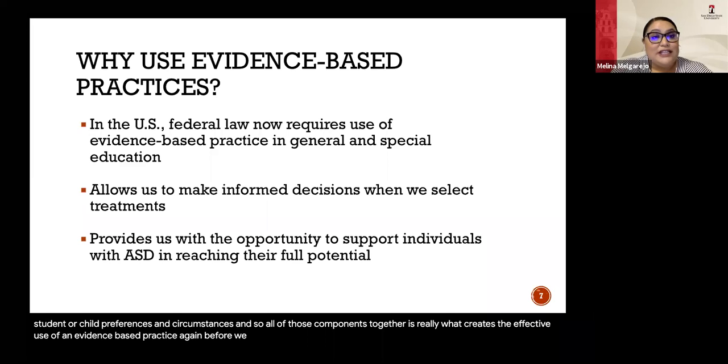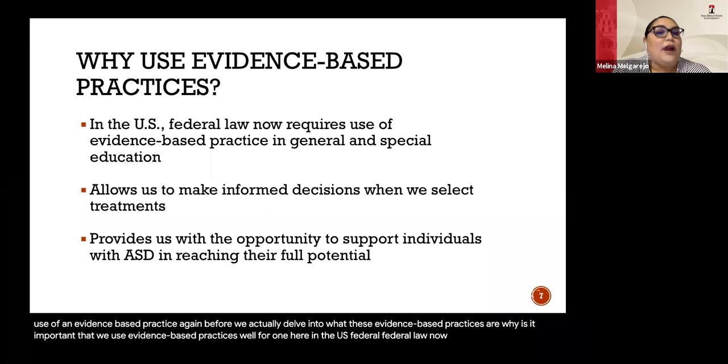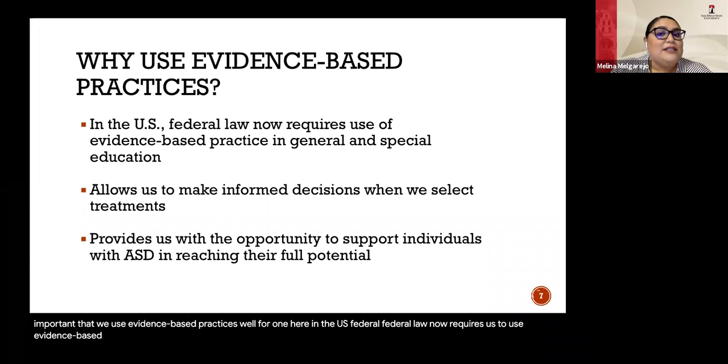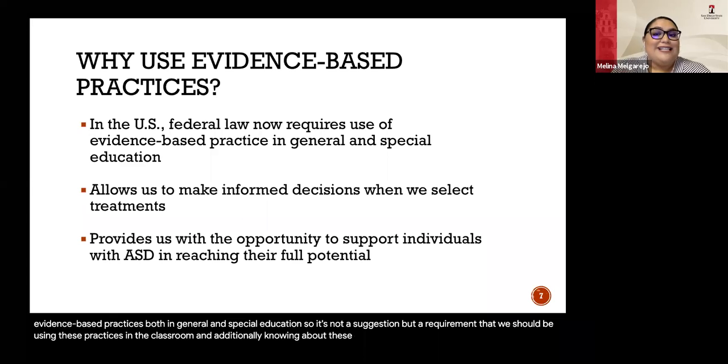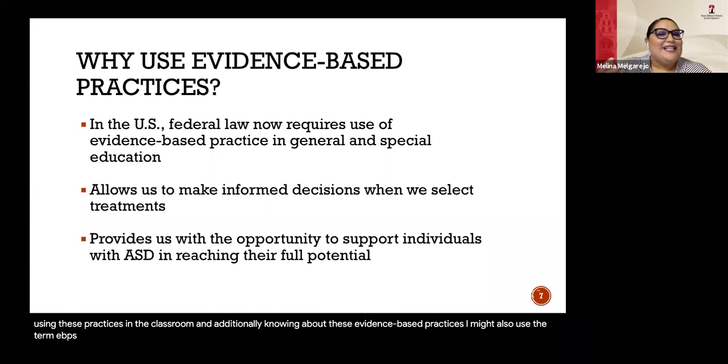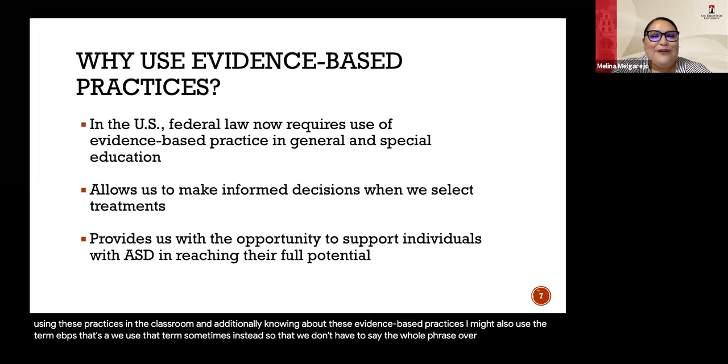So again, before we actually delve into what these evidence-based practices are, why is it important that we use evidence-based practices? Well, for one, here in the US, federal law now requires us to use evidence-based practices both in general and special education. So it's not a suggestion, but a requirement that we should be using these practices in the classroom. And additionally, knowing about these evidence-based practices, I might also use the term EBPs.